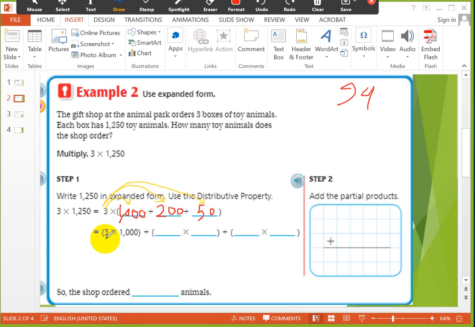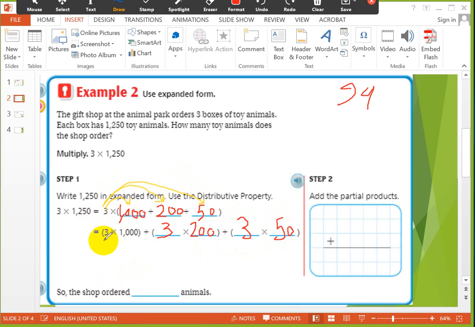Okay? Plus, I will multiply the 3 with the hundreds digit, which is here 200. Excellent, girls. Thank you. So I will multiply 3 with 200. Okay? Then I will take this 3 and multiply it with the tens number. So I will multiply 3 with 50. Then I will find the answers. Let's find the answers right here.